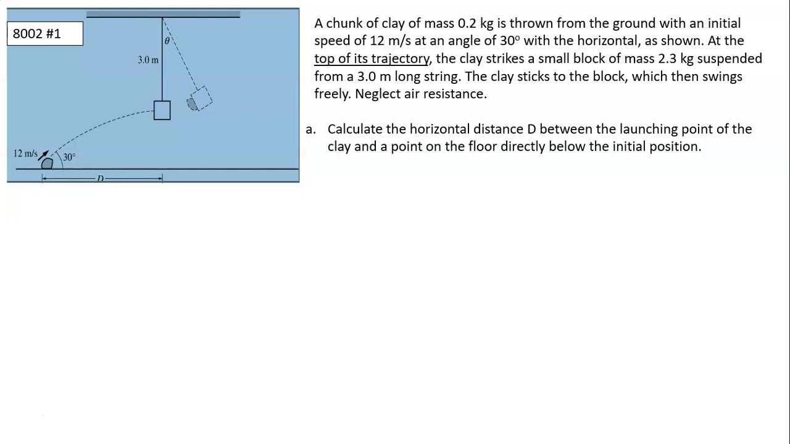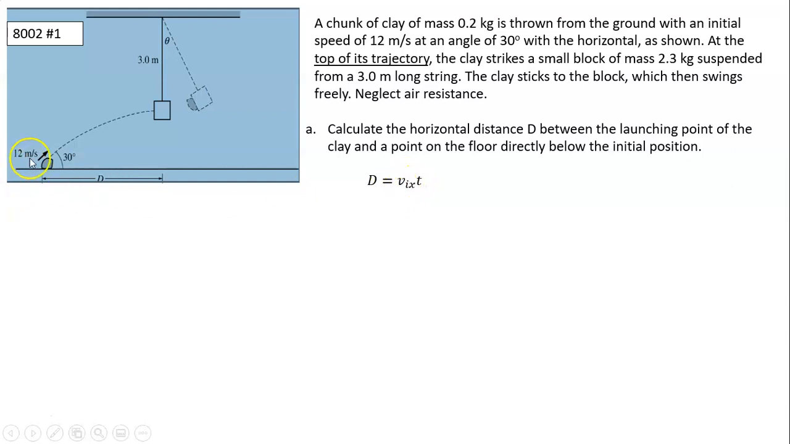Part A, calculate the horizontal distance d between the launching point of the clay and the point on the floor directly above the initial position, as shown in the diagram. So this distance is actually half of the range. If you know the range equation, remember that you can use that and just halve it. If you don't, you can always start from d equals v_ix times t.